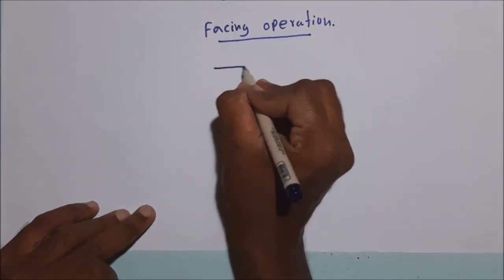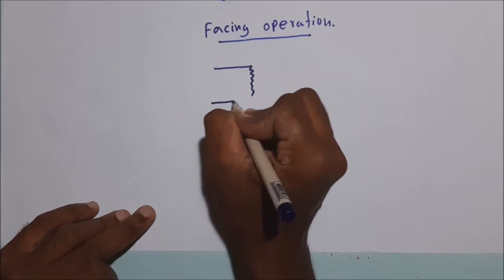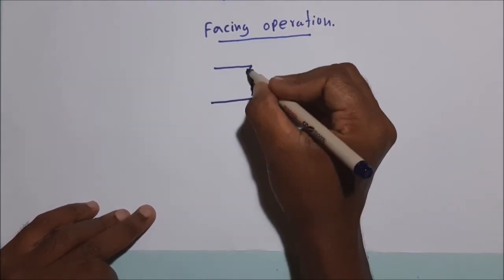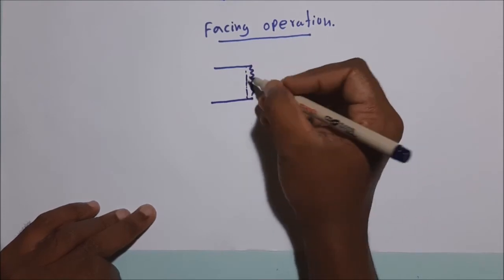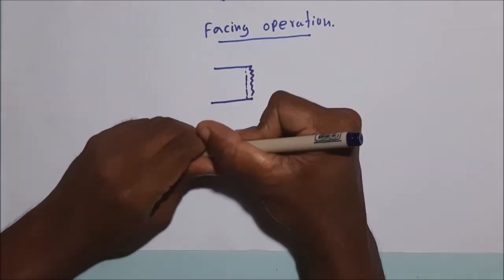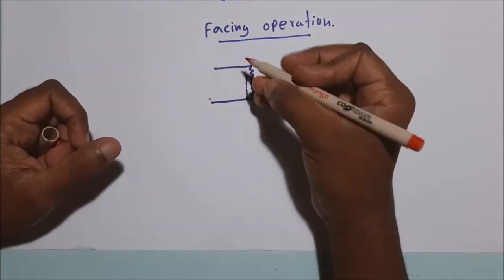The facing operation is used to generate a flat surface. Let's take that we have this kind of irregular end for the shaft. Then we want to generate a flat surface by removing this layer from this surface. So the operation we can use is the facing operation on the lathe machine.